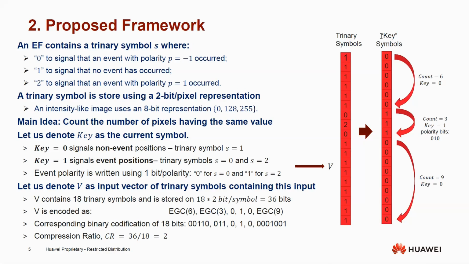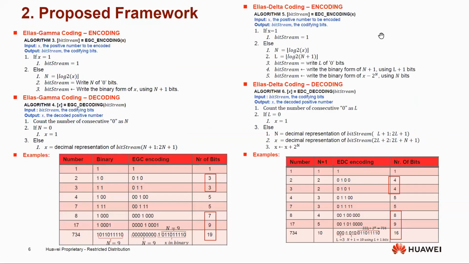Basically, what we next need to do is to encode using an Elias gamma coding or Elias delta coding these counts 6, 3, and 9. We have here on the bottom an example of how it is encoded using Elias gamma coding. You can see that the output is 18 bits, so you have a compression ratio of 2 in this case that I presented.